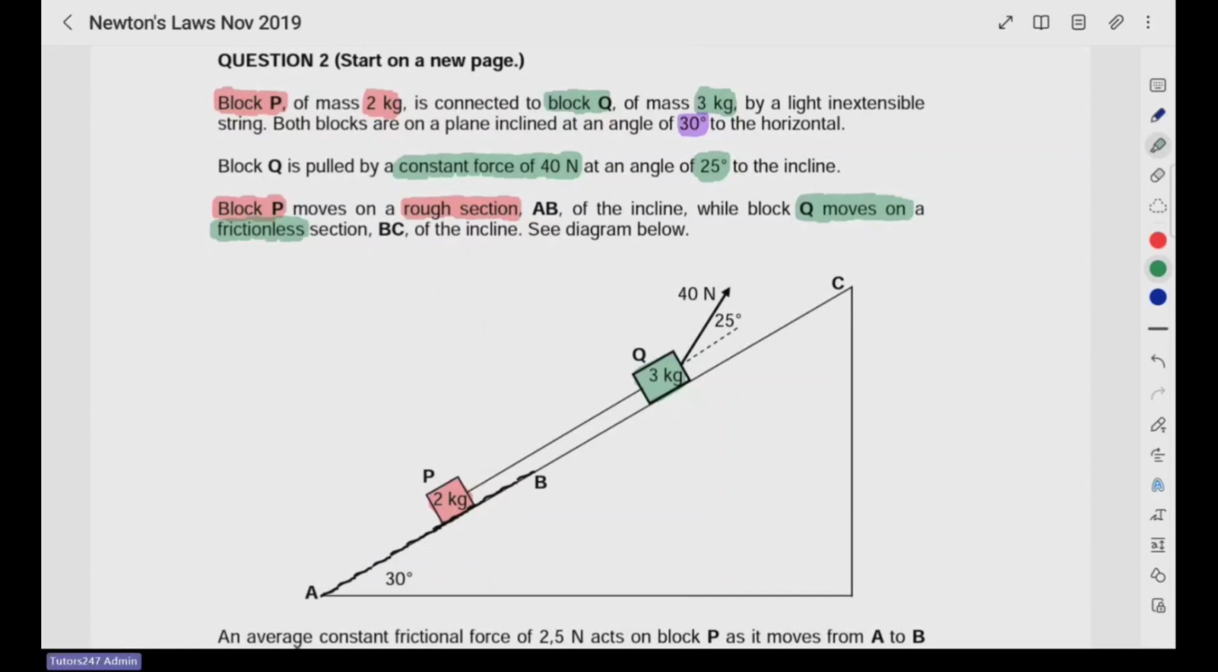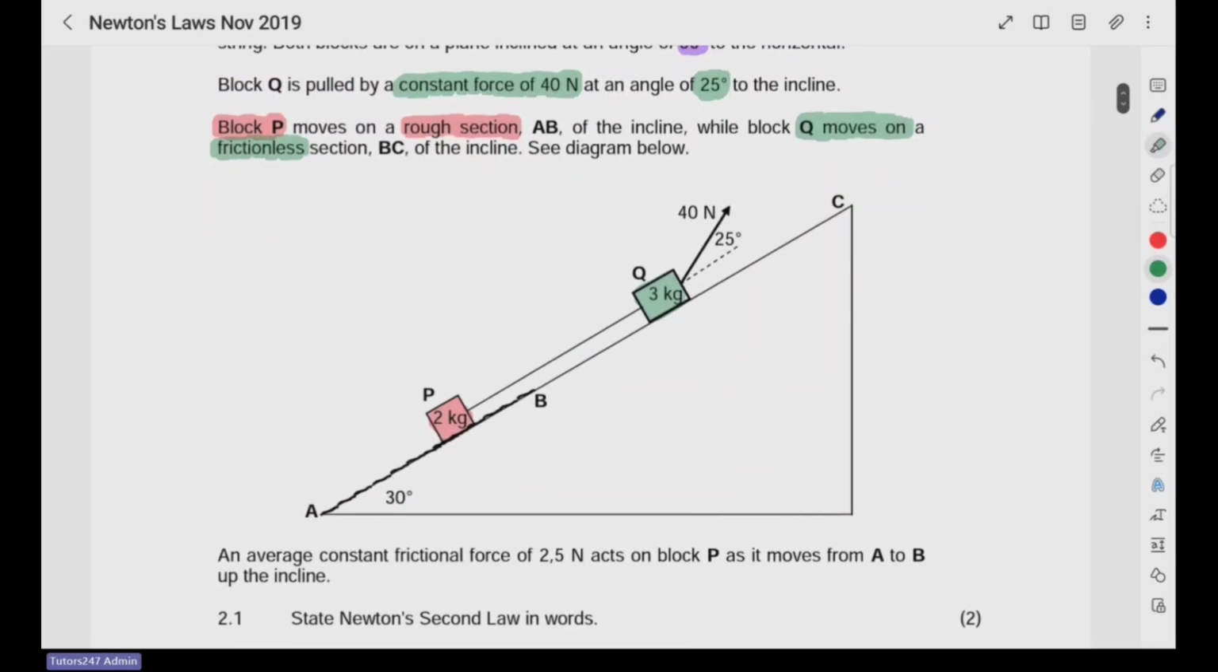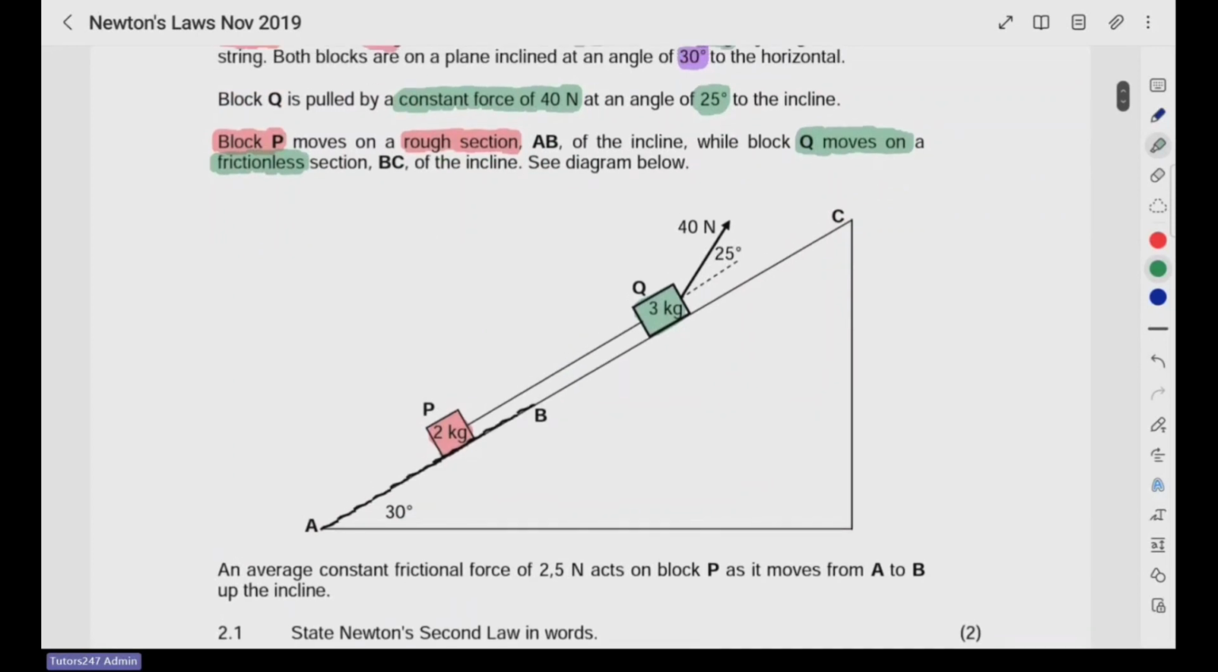Okay, before we continue, do you have any questions? No, I think I'm good so far. Okay. Then they state that there's an average frictional force that is acting on block P, and that magnitude is 2.5 newtons.